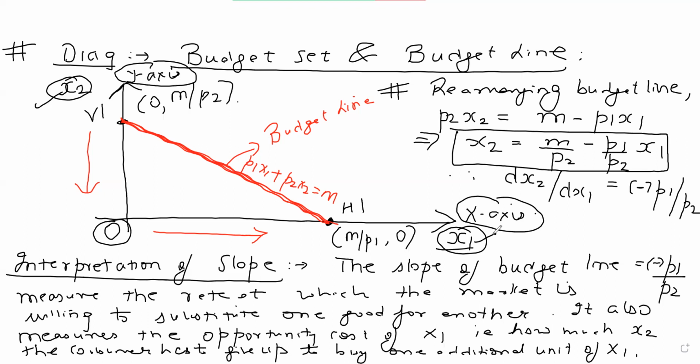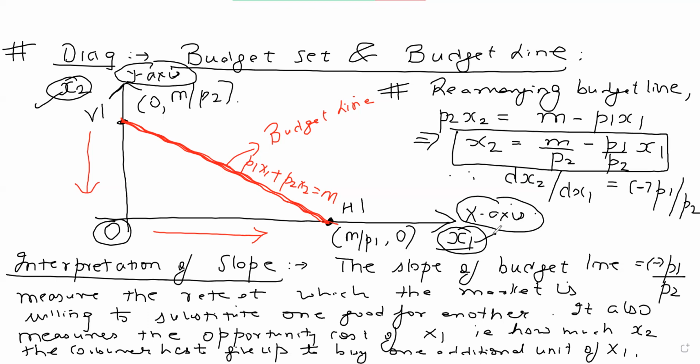Remember, there's a difference between how much the consumer is willing to give up and has to give up. How much the consumer is actually willing to give up is captured by the slope of the indifference curve, which is going to come in the coming lectures. But when we talk about budget lines, we don't talk about consumers' willingness. We talk about the market's willingness. Budget line has nothing to do with consumers' willingness. Indifference curves are all to do with consumers' willingness. We do not talk about consumers' willingness in the budget line. All we talk about is consumers' affordability.